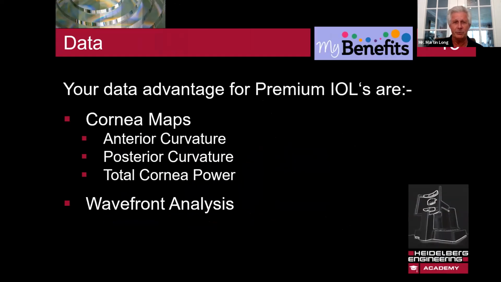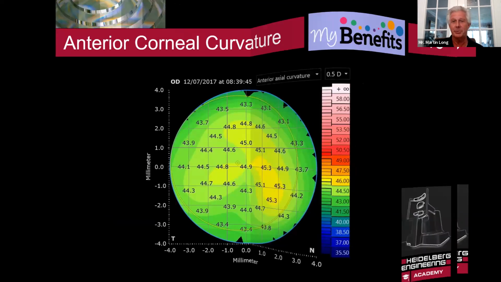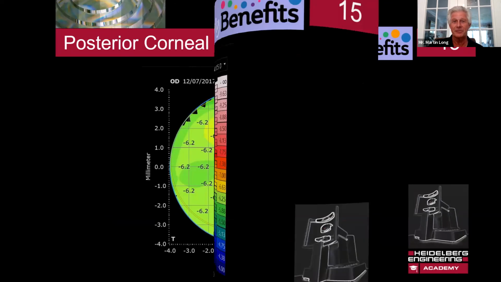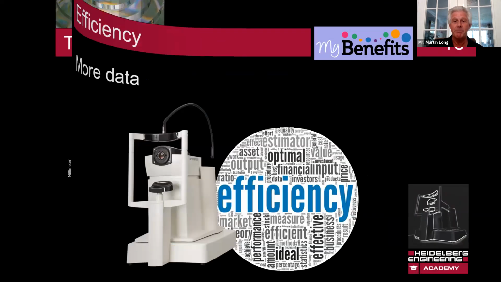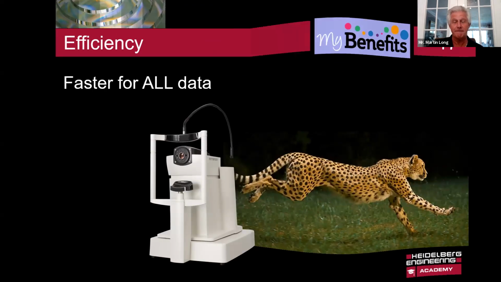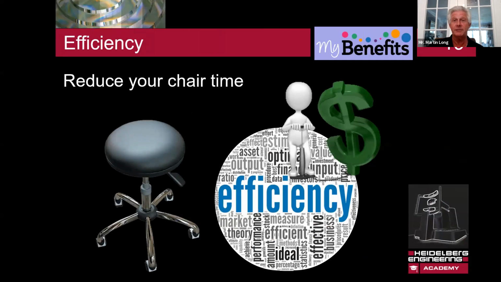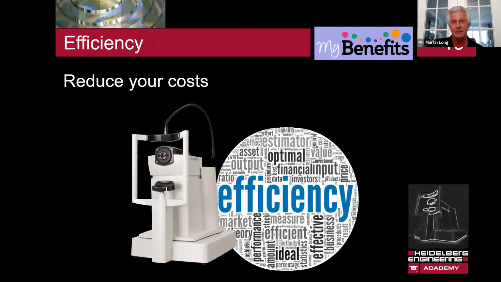And of course, you have all the cornea maps, posterior curvature, total cornea, wavefront analysis, anterior cornea, posterior, total cornea power, and total cornea wavefront. You have more data. And so we're faster for getting all the data, and you reduce your chair time. That means you reduce your costs. That's the efficiency that you have with Anterion.